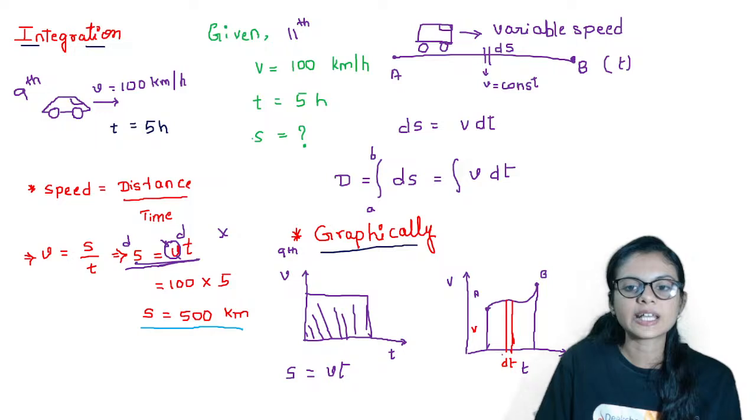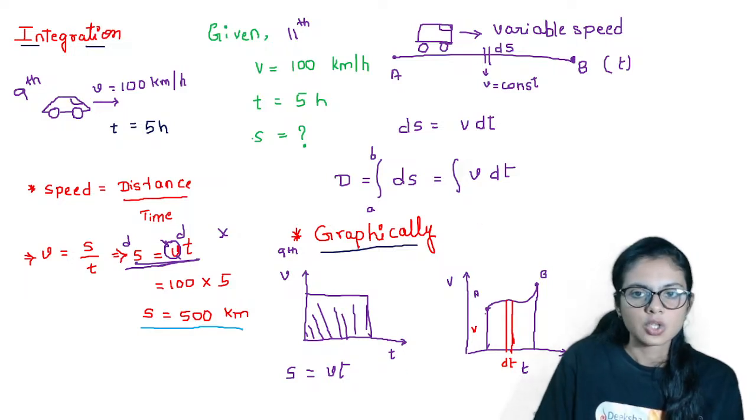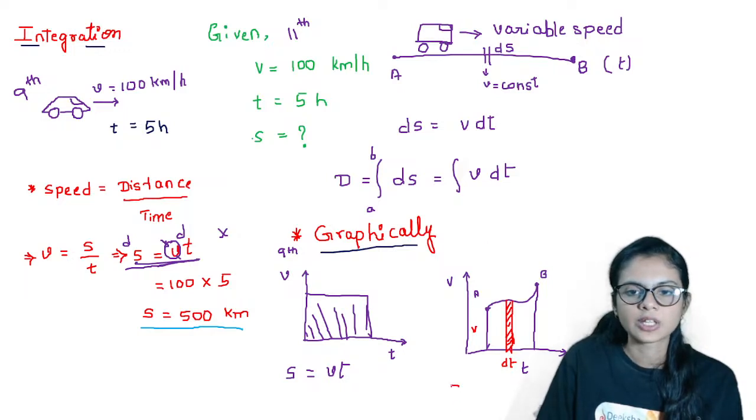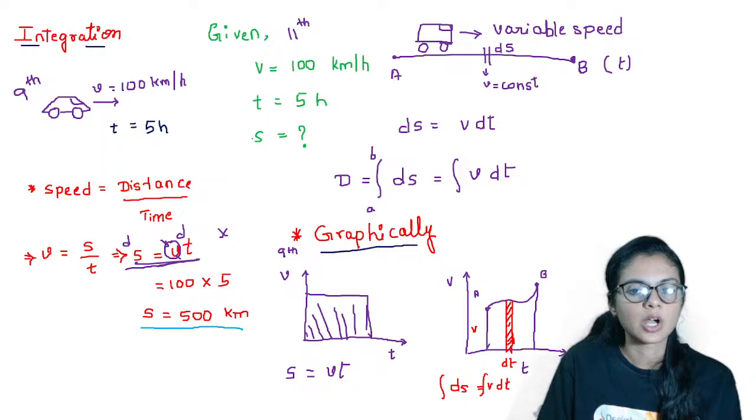Clear? So what is now the area? If I get the value of this small area, it's giving me small distance. That is ds is equal to v into dt. If I want to get a complete area, complete distance value, what should I do? I should put integration over here. Then I can get the distance over this complete region or area of this complete region.